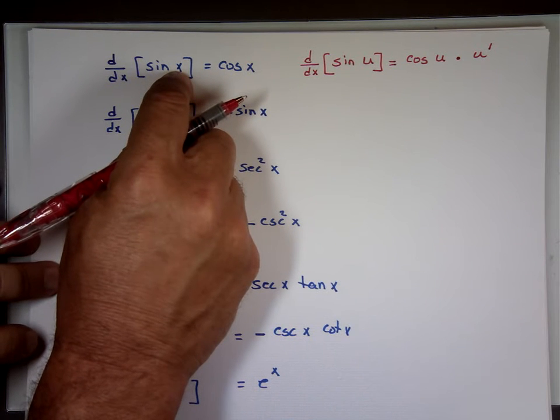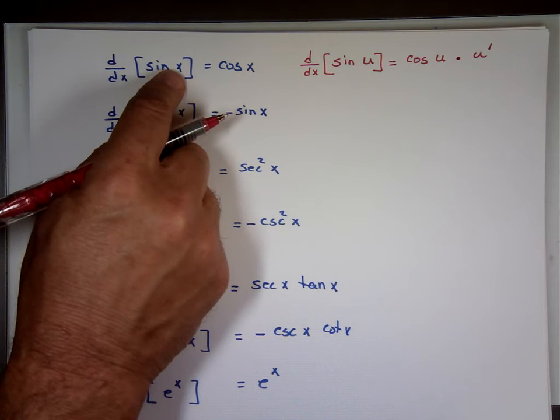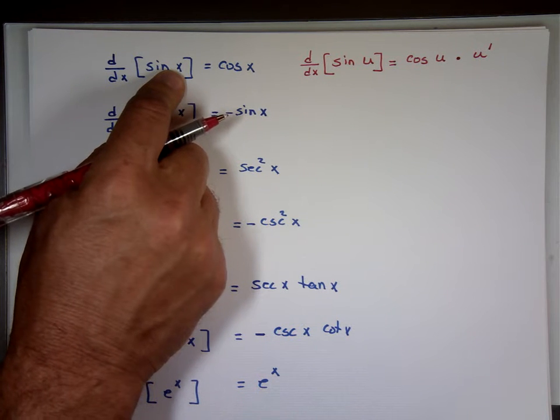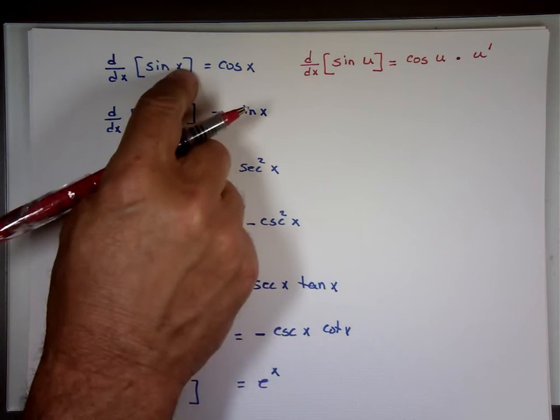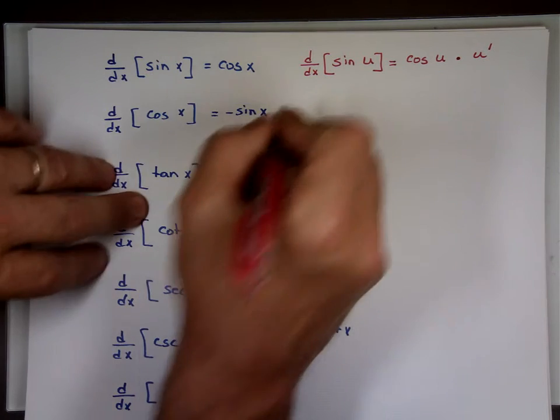You say, how come you didn't do that before? What's the derivative of x? Zero. Try again. One. That's why we didn't use that before, because the derivative of x is one. So we didn't have to use that. What's the derivative of cosine of u?